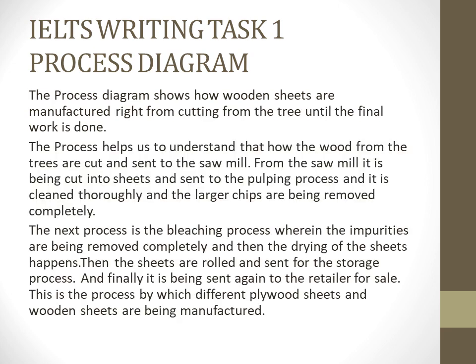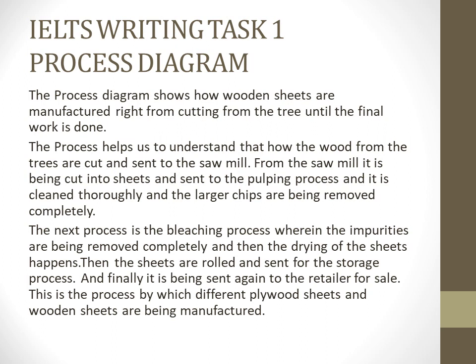The process diagram shows how wooden sheets are manufactured, right from cutting the tree until the final work is done. This is how I write the introduction, and the process helps us understand how the wood from the trees is cut and sent to the sawmill. From the sawmill, it is cut into sheets and sent to the pulping process, and it is cleaned thoroughly and the larger chips are removed completely.